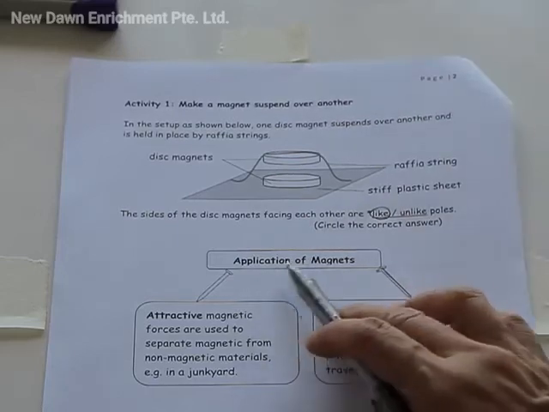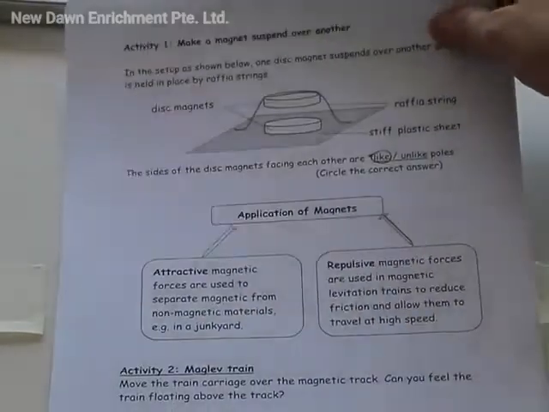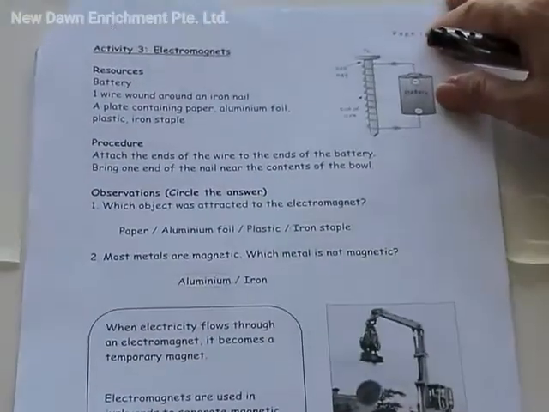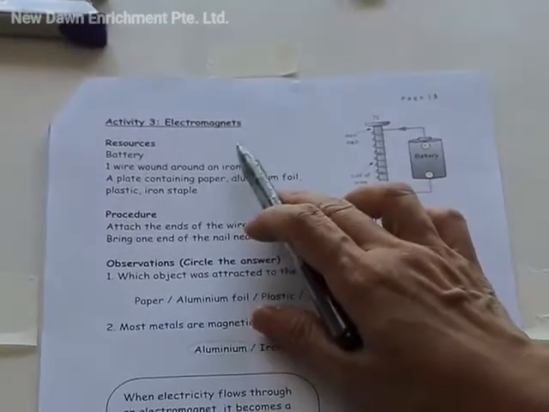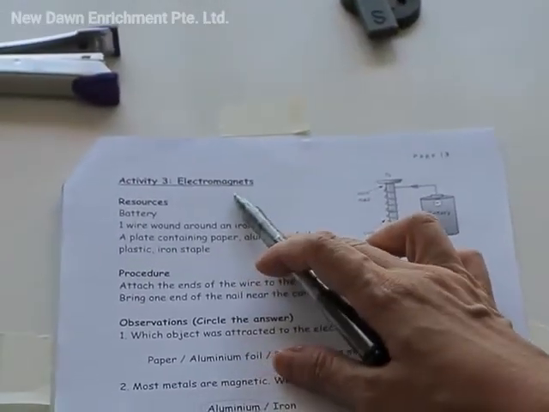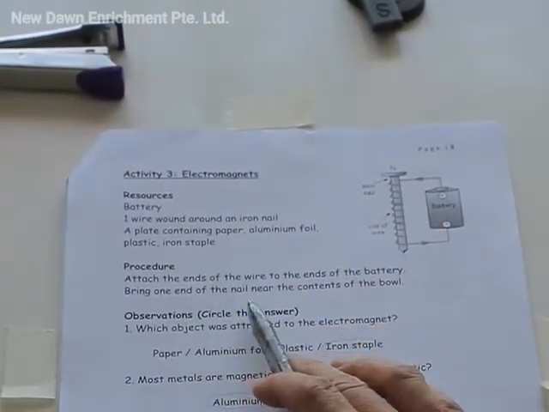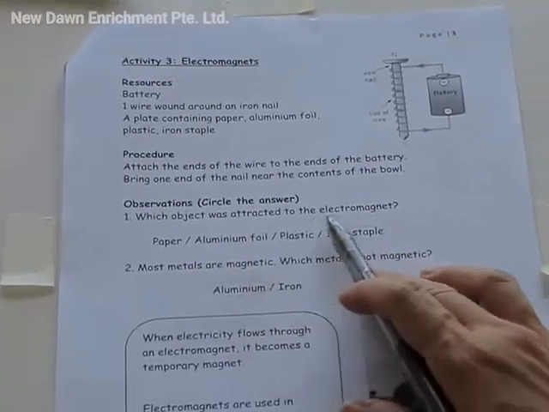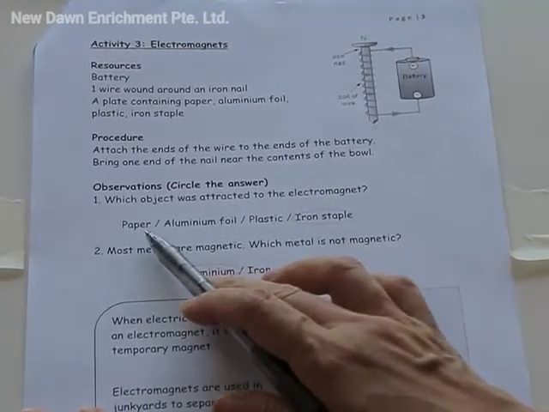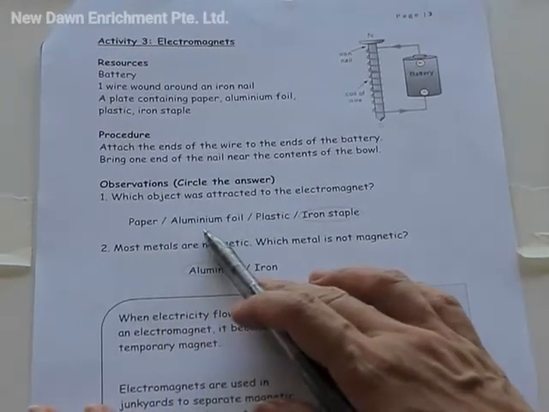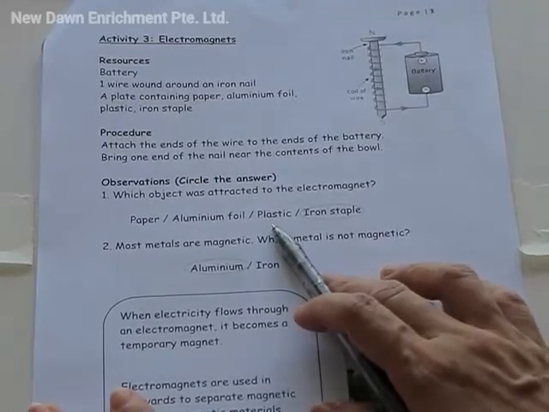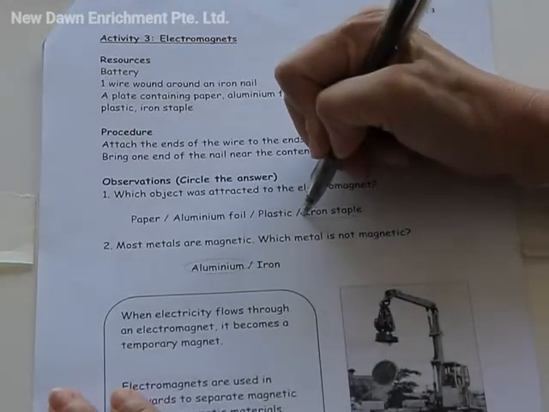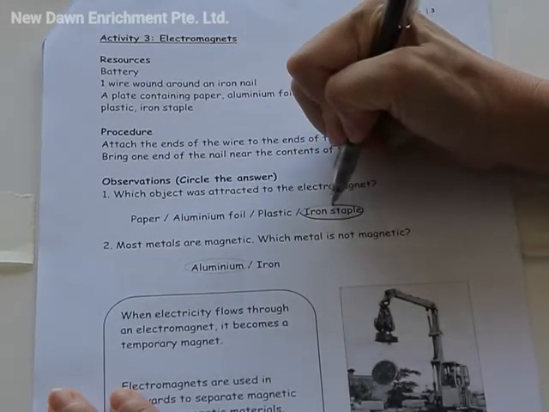Next, we went into the application of magnets, where we looked at a maglev train activity, and we also watched how an electromagnet would work. And during the experiment, we saw what objects were attracted to the electromagnet. So in this case, was it the paper or cardboard, aluminum foil, piece of plastic, or the iron staples? So we found that only the iron staples were attracted. So you may circle this.